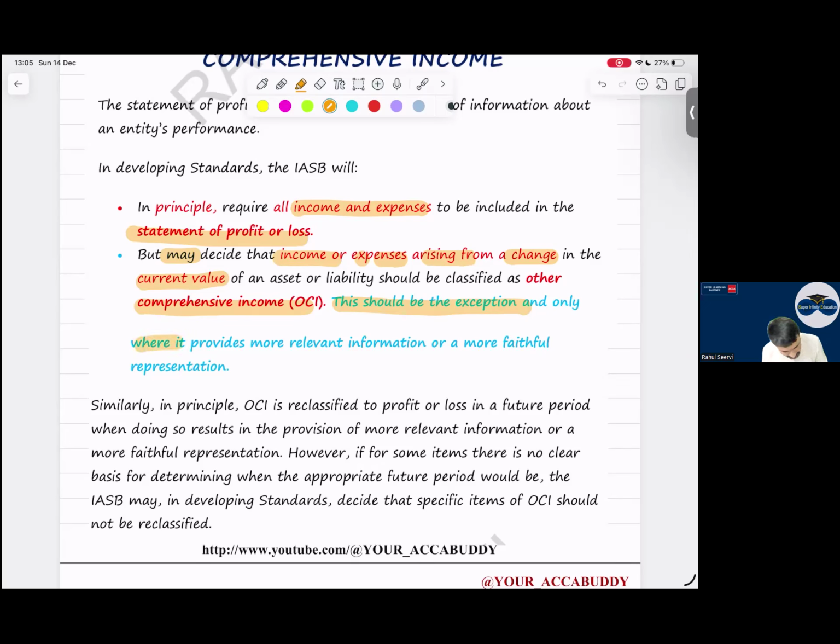See now, read this blue color point once. If you think we should recognize the difference between the carrying amount and the current value in the P&L and it will provide relevant information, do it. If we believe we should recognize this difference in OCI and it will provide relevant information, then do that. But when coming to each and every item that should be recorded in P&L and OCI, it is specified by the standard, so there is no such problem. This is the basic guideline which the conceptual framework is giving us.